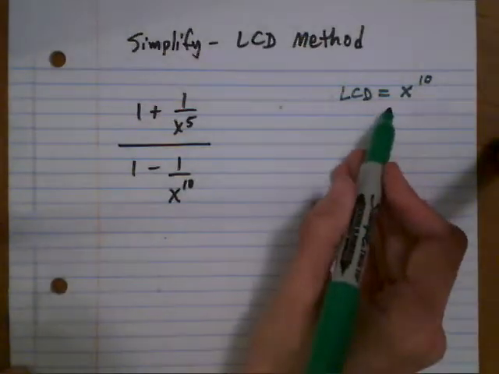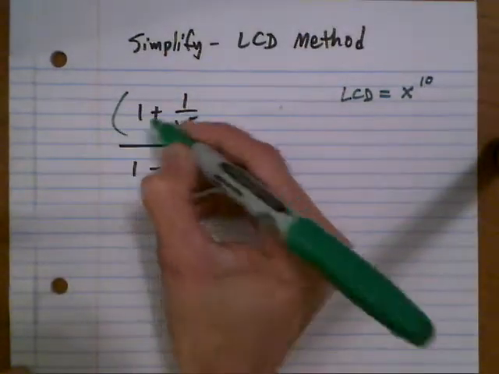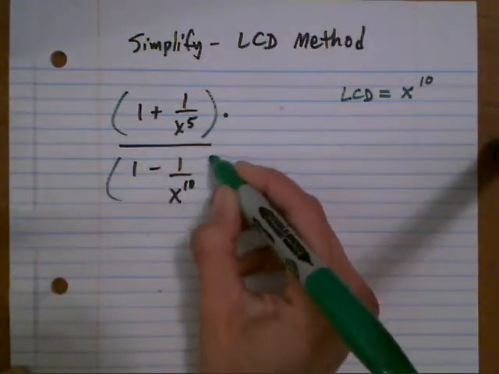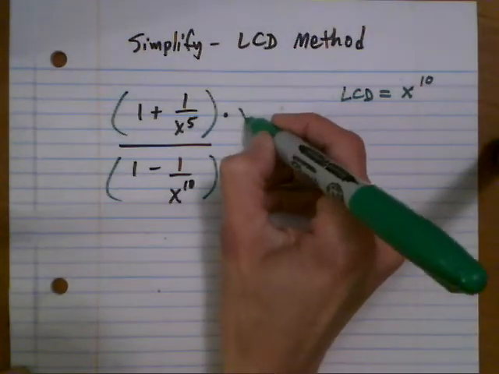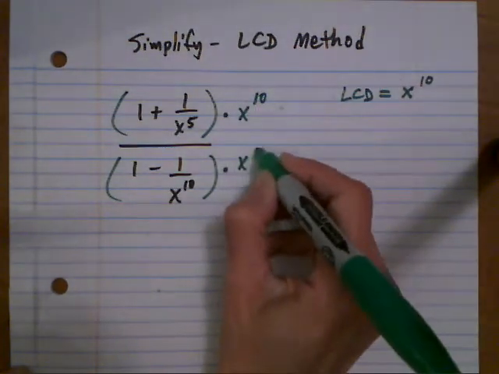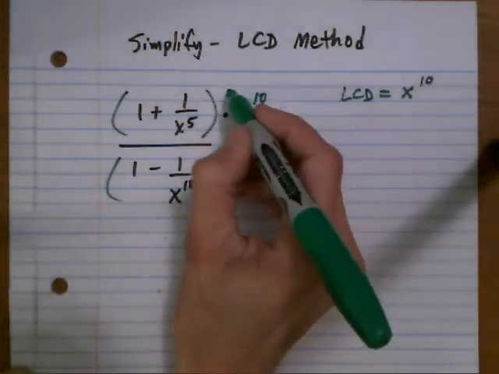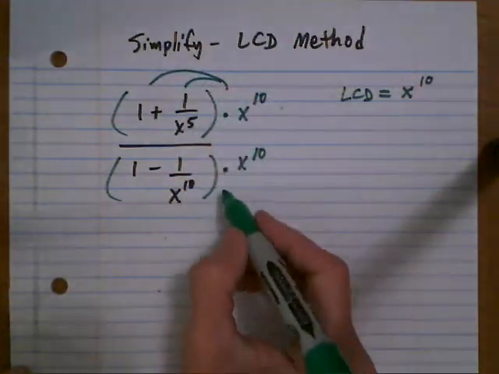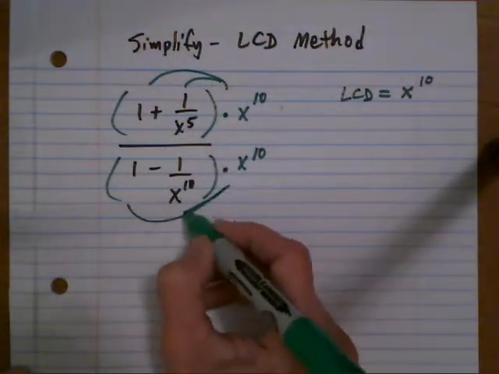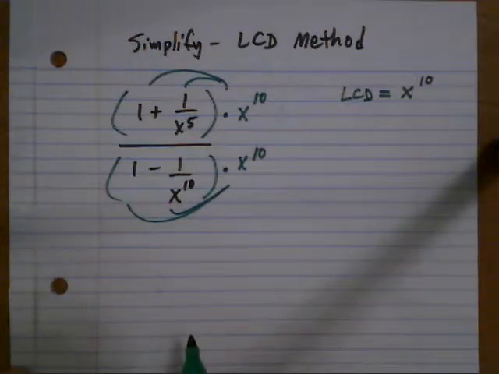And we're going to take the LCD, x to the 10th, and multiply the top and bottom of our complex fraction by the LCD. And that means it distributes into the top and distributes to the bottom. So each term gets the LCD.